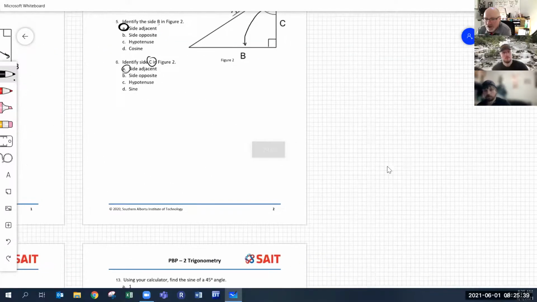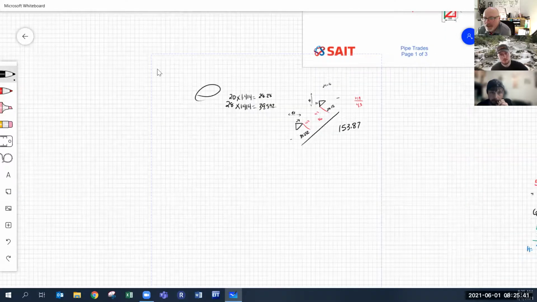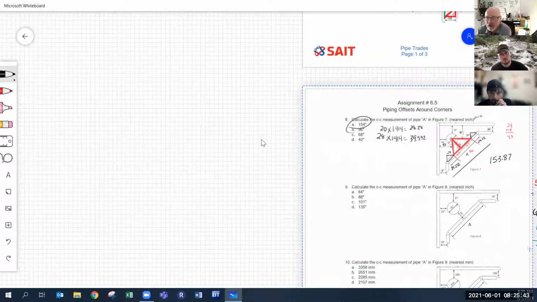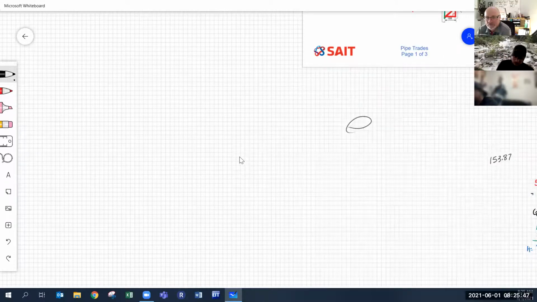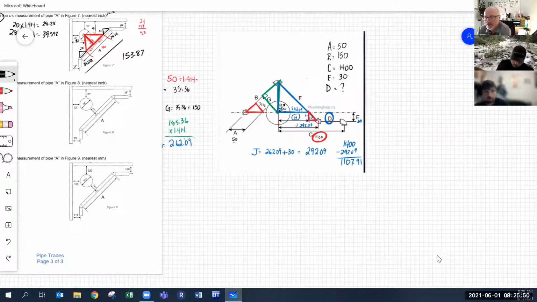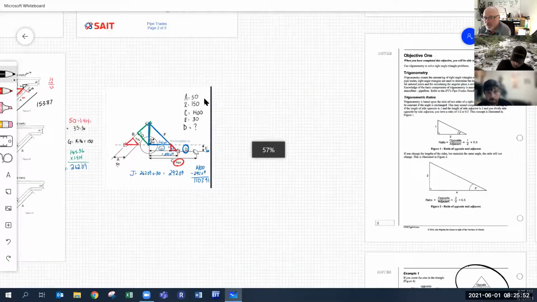Excellent. So I'm going to just jump right back over to the miter book here. Where did that page go? There it is. Let me just jump back over to the miter book here.